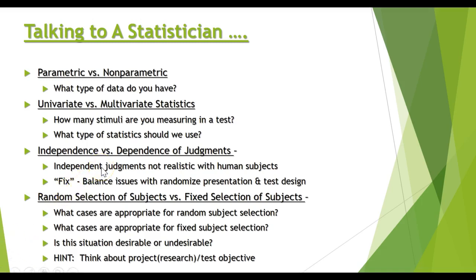Independent judgments versus dependence of judgments. This is an expectation. In human subjects, independent judgments aren't realistic. When we have to keep an individual human subject's data together, it's because the judgments are dependent on the judges. The fix to this is balancing the design and randomizing the presentation and the sensory prep. That will help accommodate that in a statistical analysis.